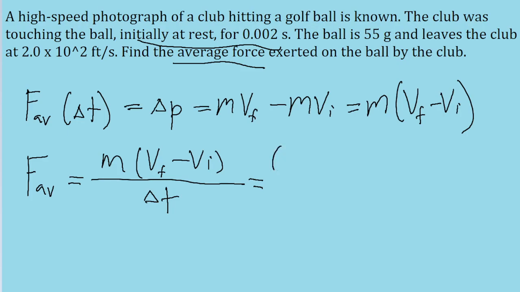Let's start plugging things into our calculator then. We're told that the ball has a mass of 55 grams, so we'll substitute that in for m, except convert it into kilograms. That's 55 times 10 to the power of -3 kilograms. Then the final speed minus the initial speed. So the final speed is 2.0 times 10 to the power of 2 feet per second, minus an initial speed of 0.